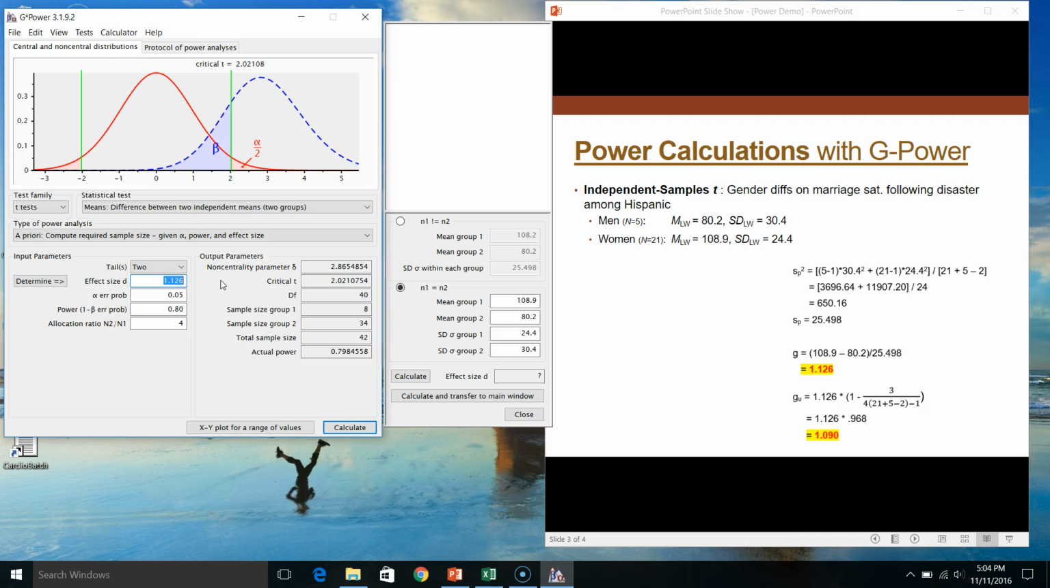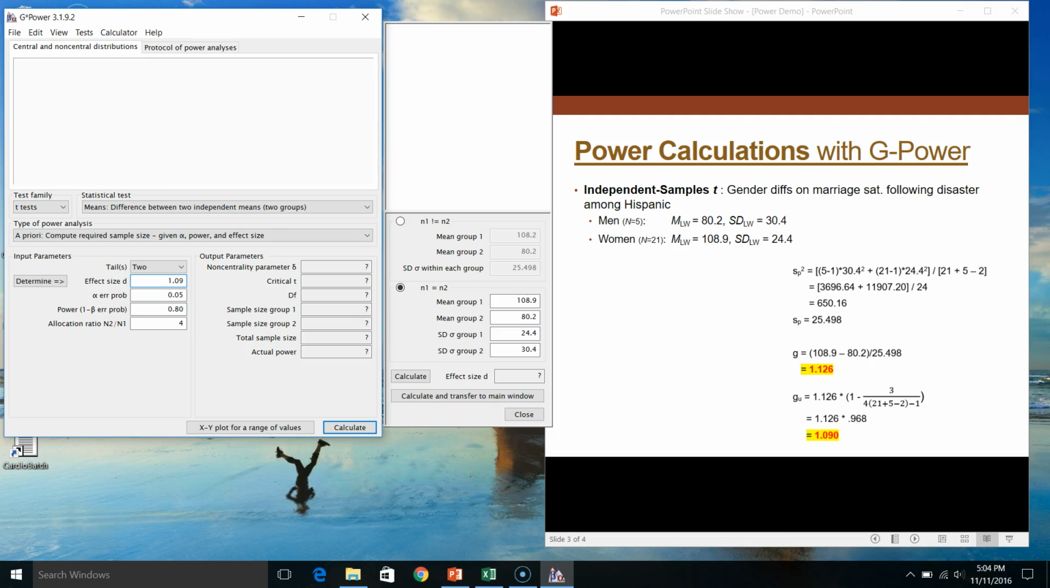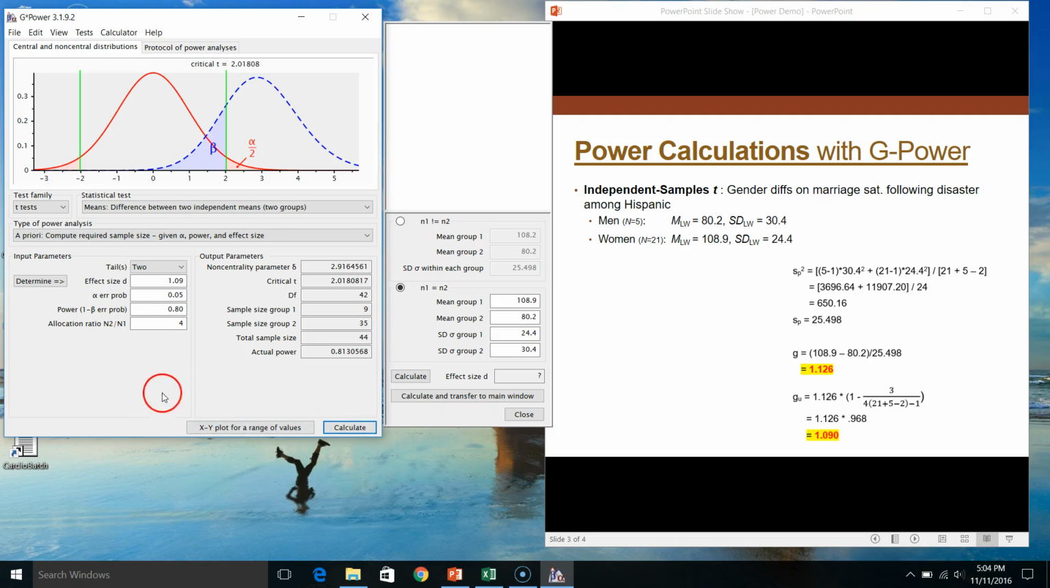I say, okay, I'm afraid that my estimate of Hedges' g is going to be an overestimate of the true population effect. Because I do have small samples, I'm going to calculate Hedges' unbiased g as a correction, and I'm going to put that in with alpha equal 0.05, power equal 0.80, an unbalanced design, a 4-to-1 difference between men and women in terms of my sample size, and calculate. And now I get a little bit different answer here, right? It's telling me I'm going to need 9 men, 35 women for a total sample of 44 to have an adequately powered independent samples t-test with power 0.81. Okay.